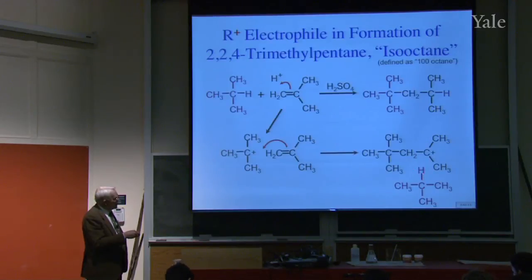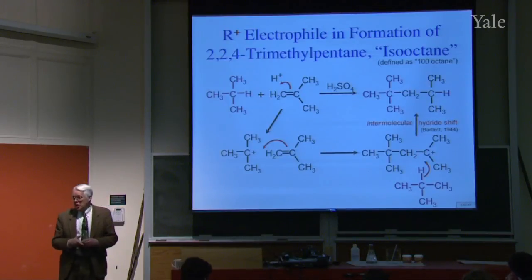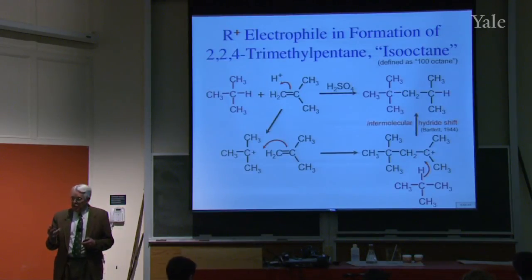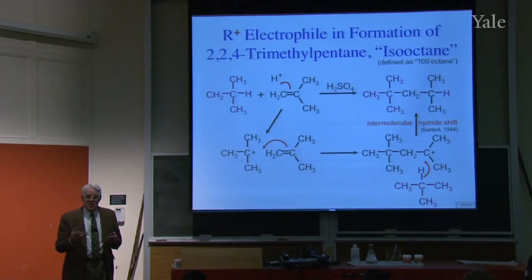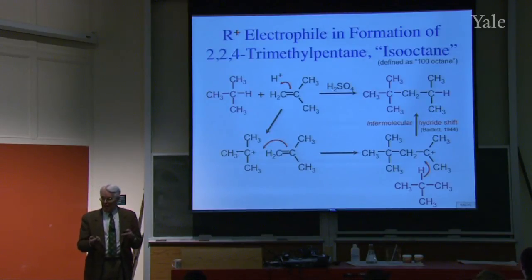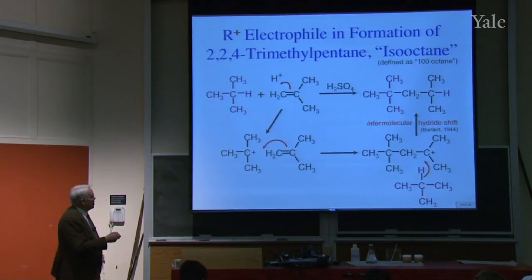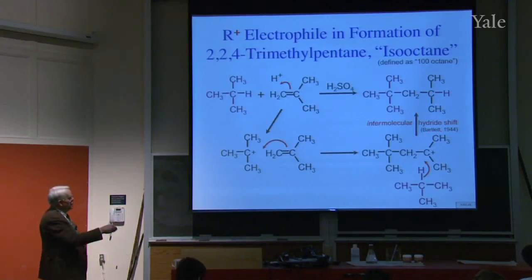This one, if you transfer this with its electrons, curved arrow there, that's a hydride shift. We've seen hydride shifts before. The difference is this is happening between two molecules rather than from one carbon to the next in the same molecule. But it was shown by Bartlett in 1944 that this process happens using isotopic labels. So it gives isooctane, and what's the other product?